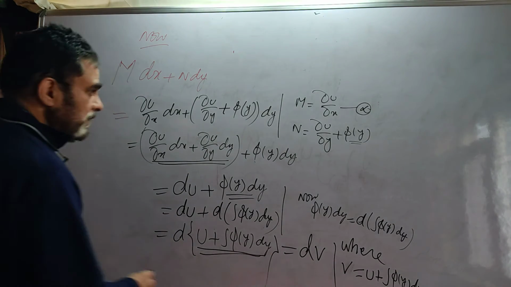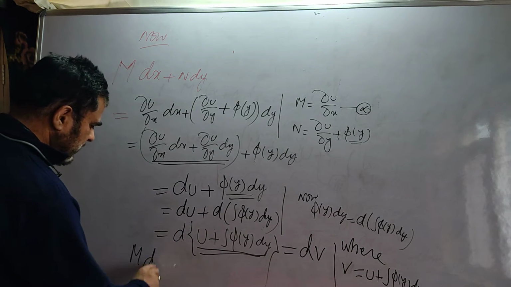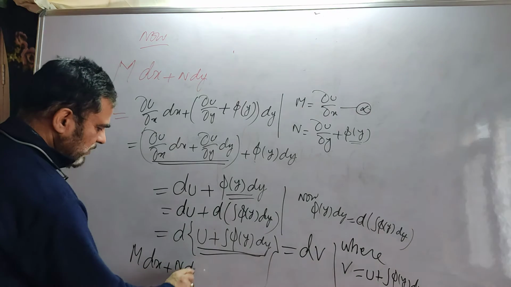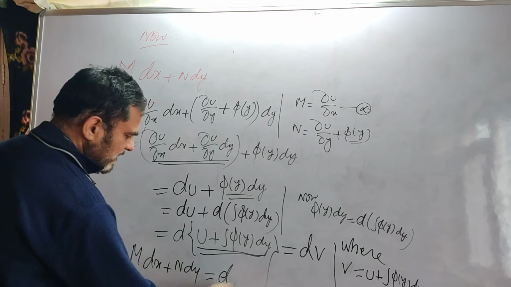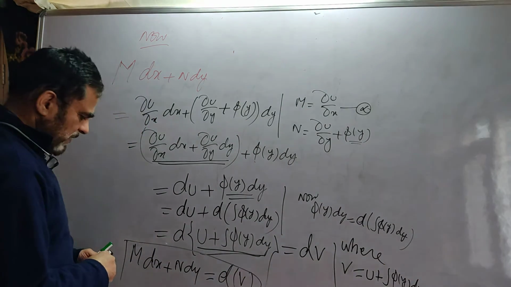So what have you proved? You have proved that m dx plus n dy is an exact derivative of what? V. So we have proved.